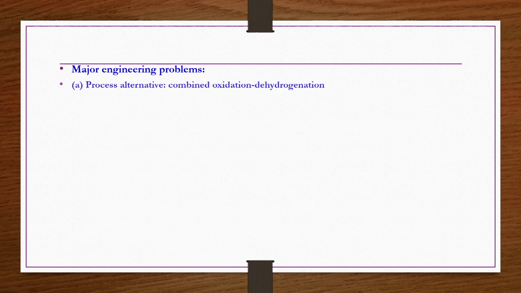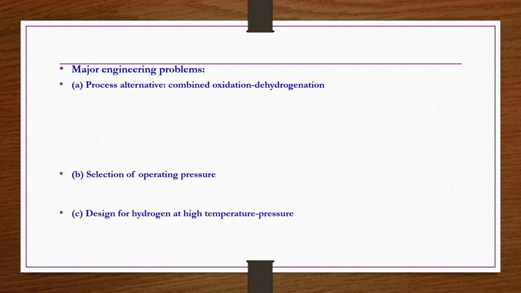Coming to the major engineering problems, process alternatives, combined oxidation dehydrogenation process. We have seen in the flowchart that the drawing is primarily done for the direct dehydrogenation of isopropyl alcohol, but I have also explained what the differences are if the oxidation process is to be done. So we can do the combined oxidation and dehydrogenation process, because in either process acetone is being produced. The other option or major engineering problem is the selection of operating pressure, and then the last one is the design for hydrogen at high temperature and pressure.